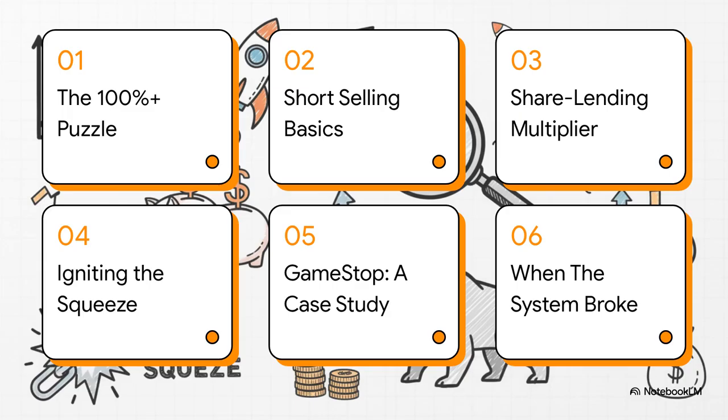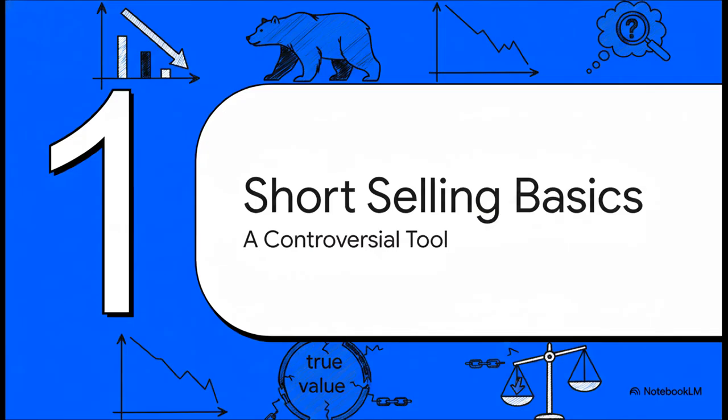So here's how we're going to break it all down. We'll start with that 100% plus puzzle, get the basics of short selling down, and then I'll show you this thing called the share lending multiplier. That's the secret sauce. Then we'll look at how a squeeze gets lit on fire, put it all together with the GameStop case study, and finish with the moment the whole system almost came crashing down.